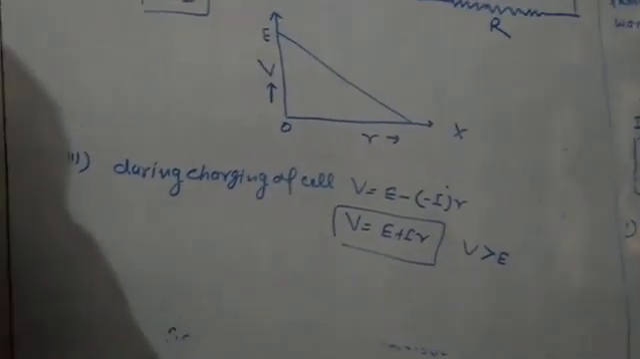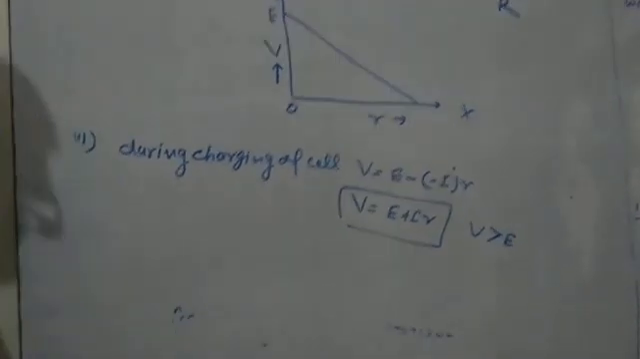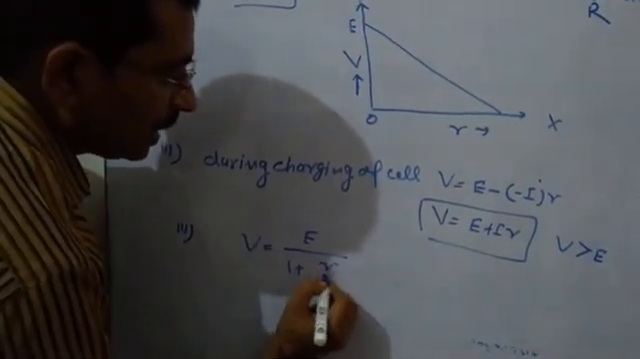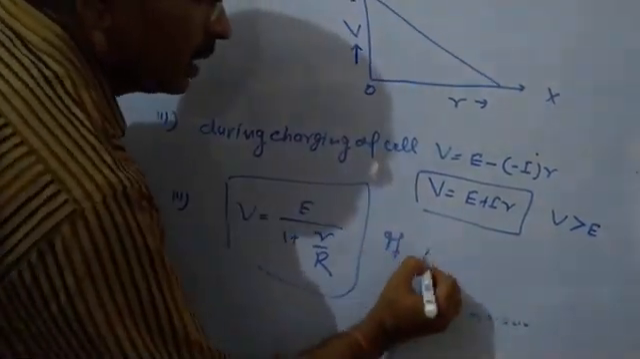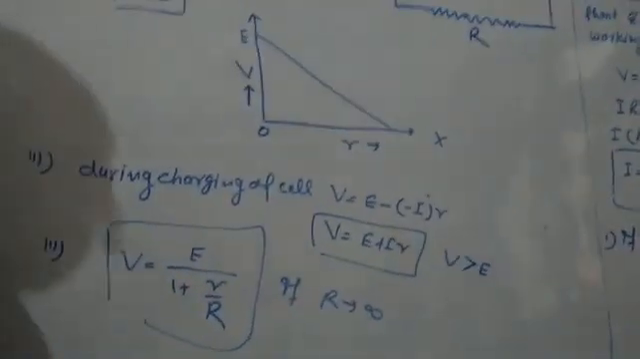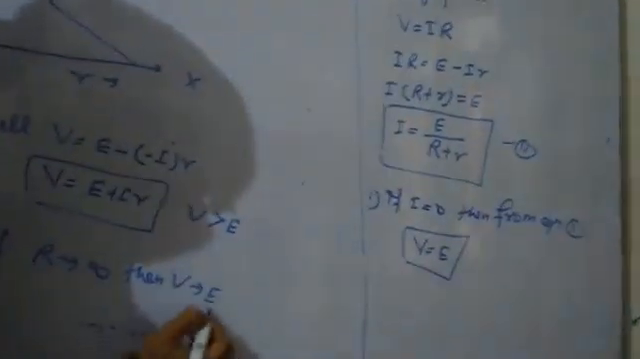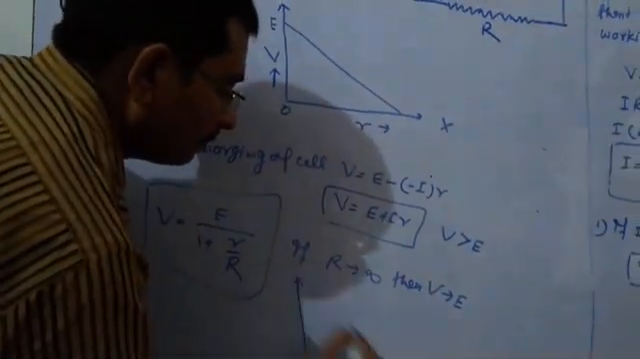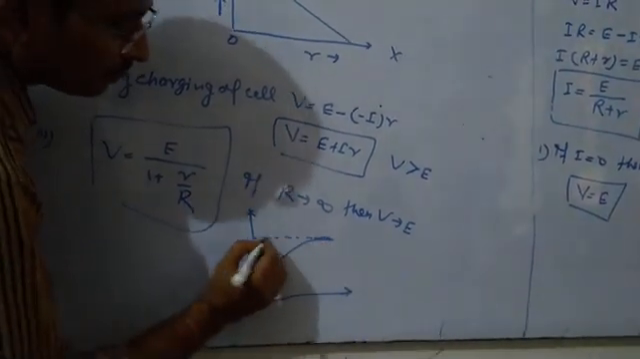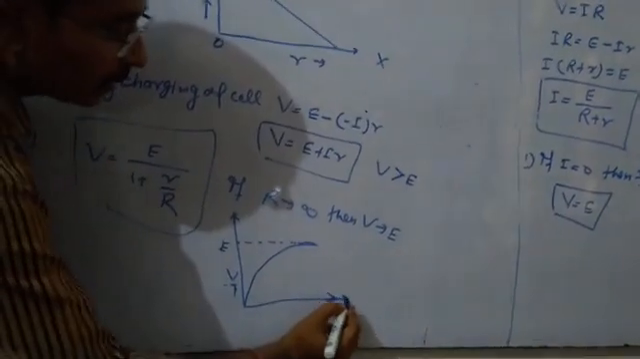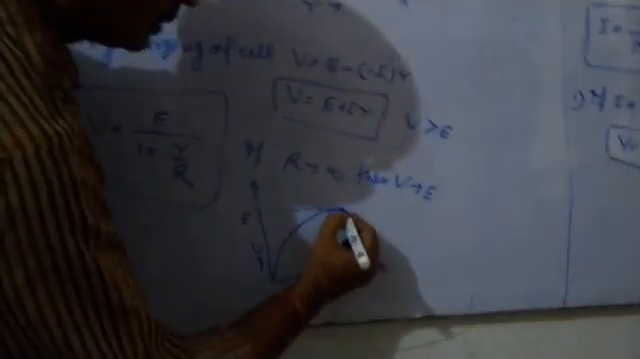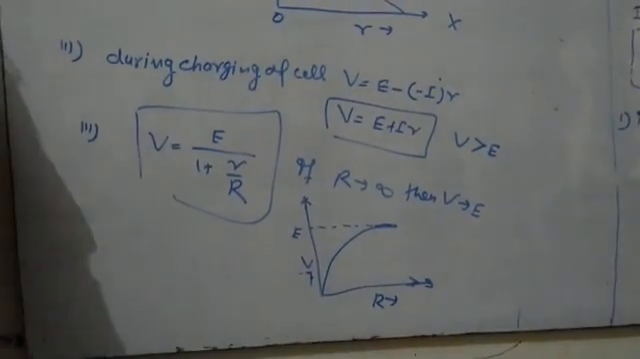Now, V may be written as V equal to E upon 1 plus r by capital R. If R tends to infinity, then V tends to E. It means the variation given here, E, and this is in capital R. If R is infinity, then V equal to E.